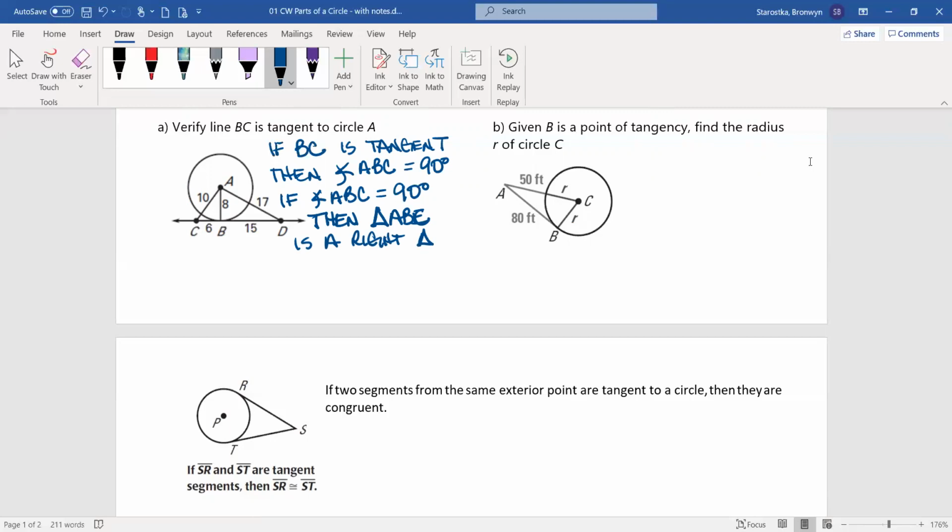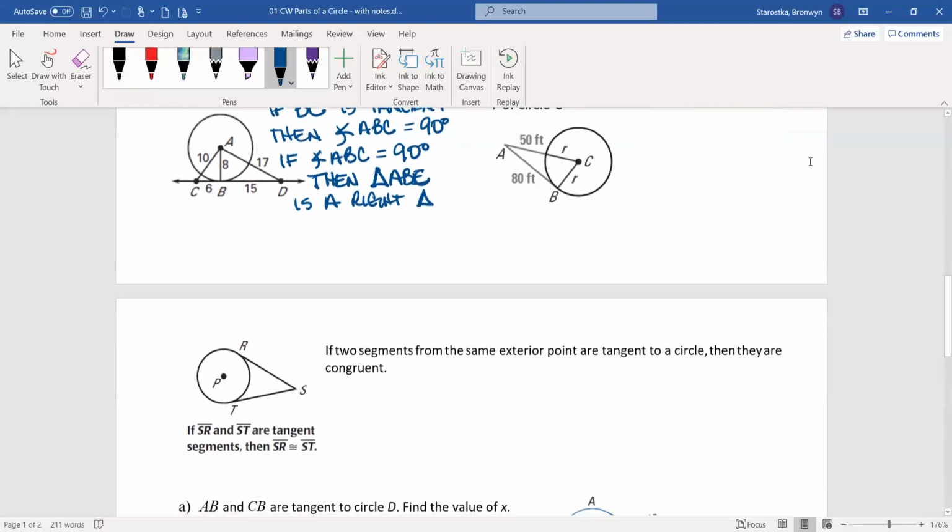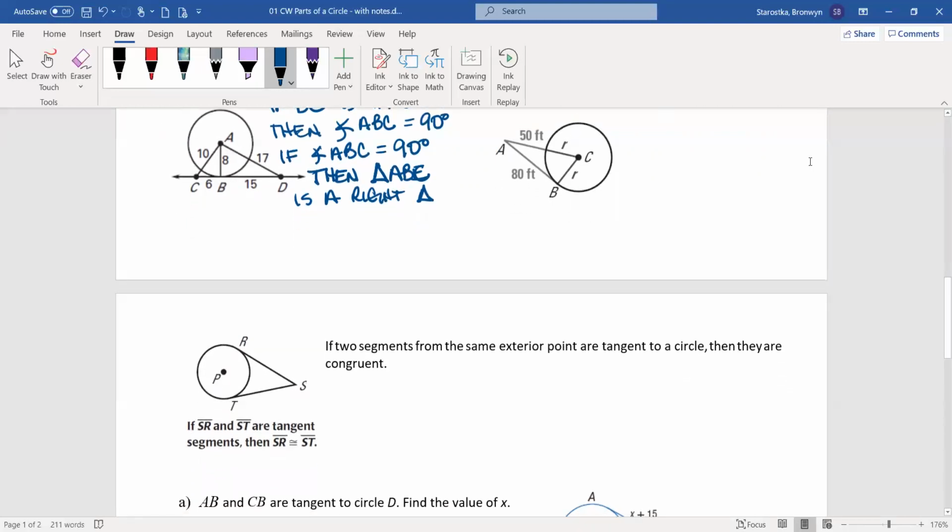So we want to prove then that triangle ABC is a right triangle. And to do that, since we have all the side lengths, we can use the Pythagorean theorem. A squared plus B squared equals C squared. So our question is, is 6 squared plus 8 squared equal to 10 squared? 36 plus 64 equals 100. Is that a true statement? It is, which means that yes.